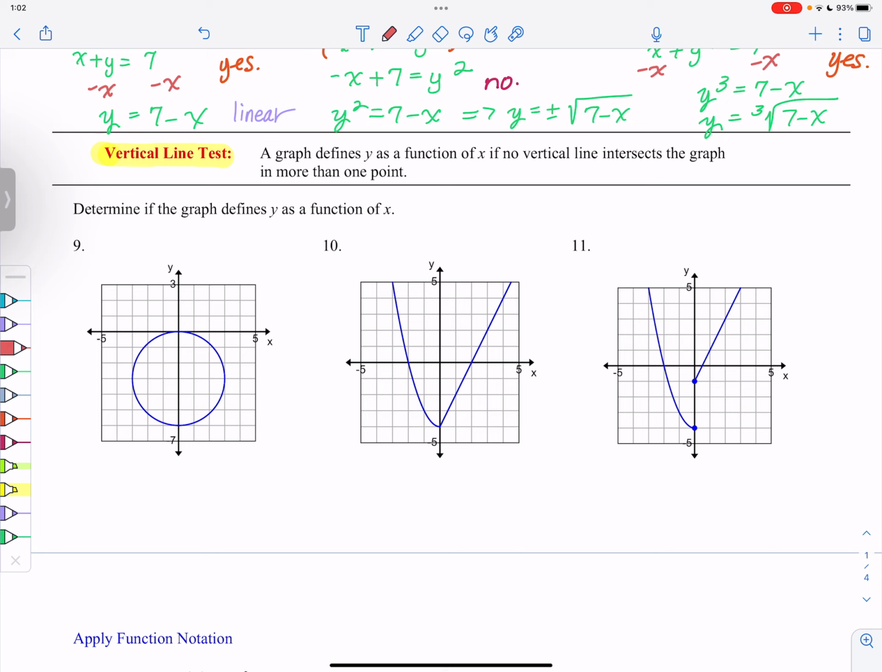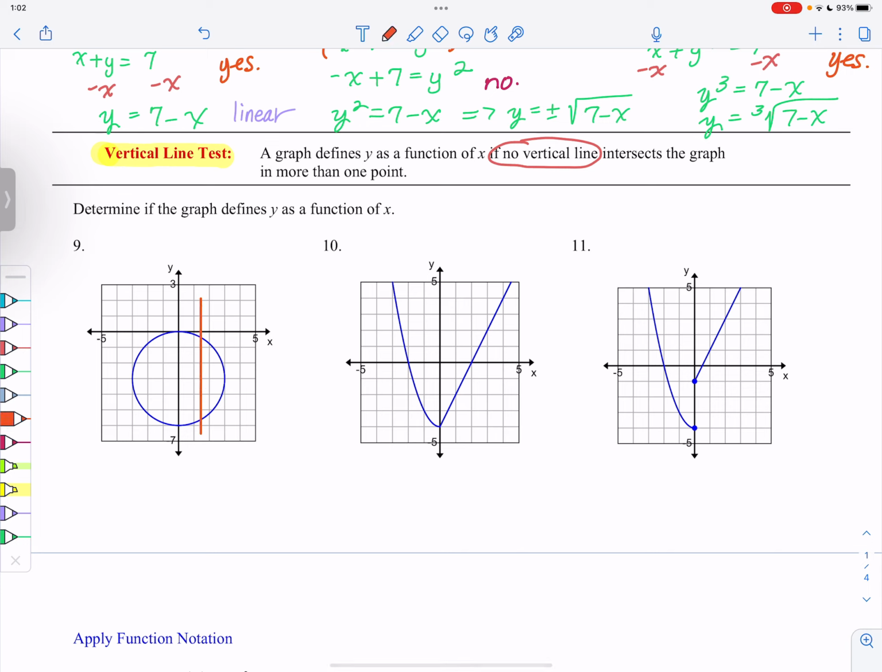So if a graph defines y as a function of x, no vertical line intersects the graph in more than one point. No vertical line. So that means every vertical line possible can only hit the graph one time at most. Okay? Then it would be a function. So let's see. Let's take a vertical line here.